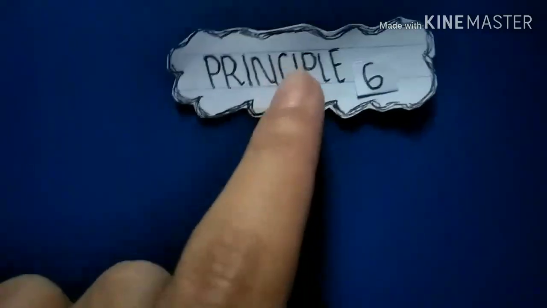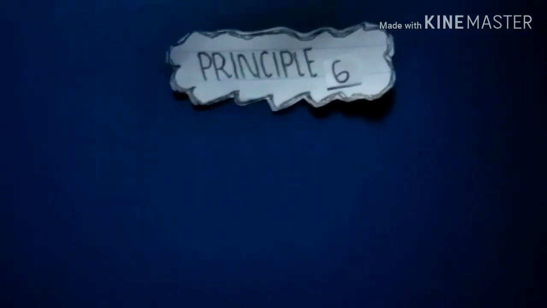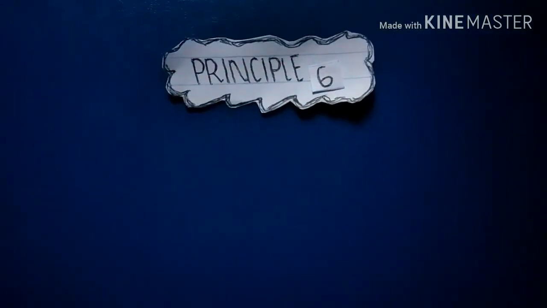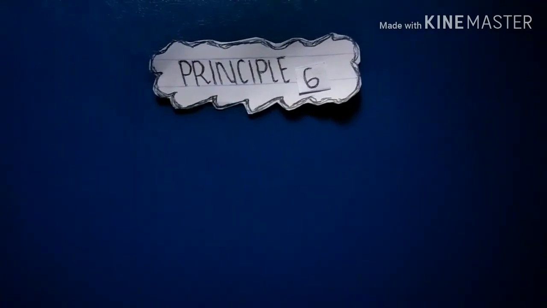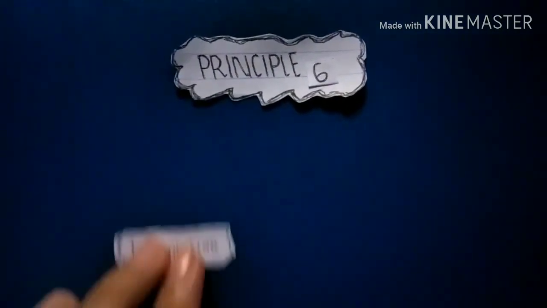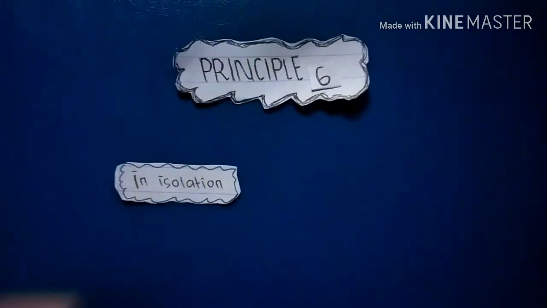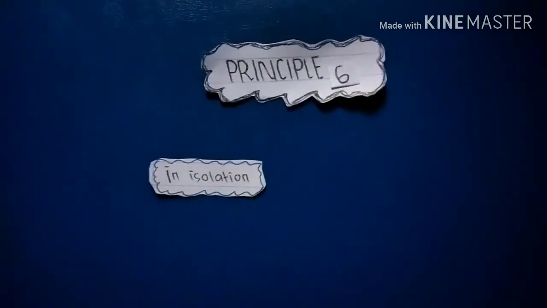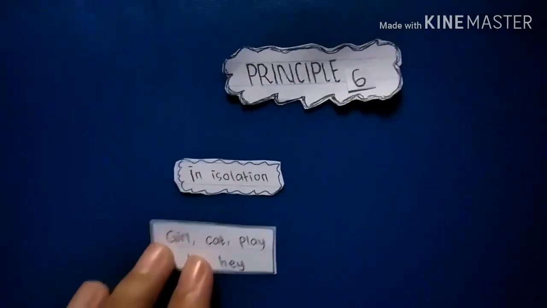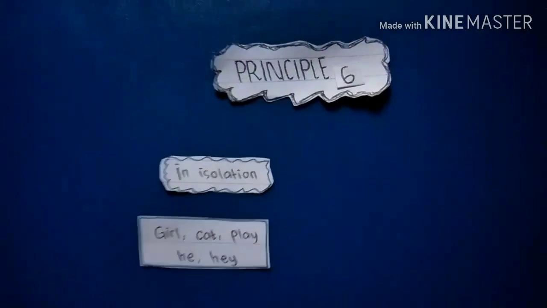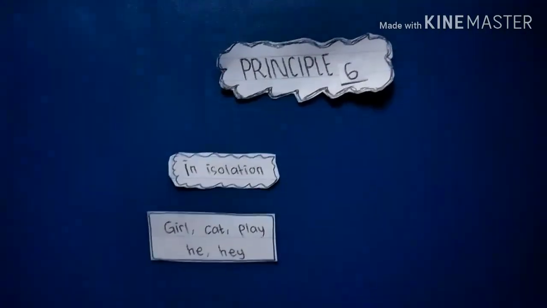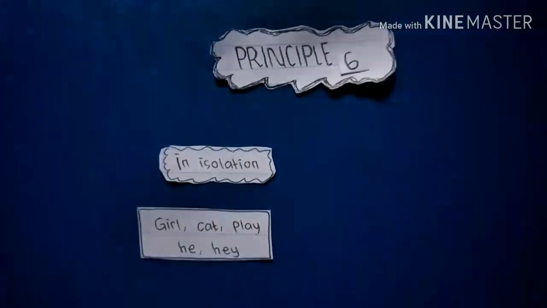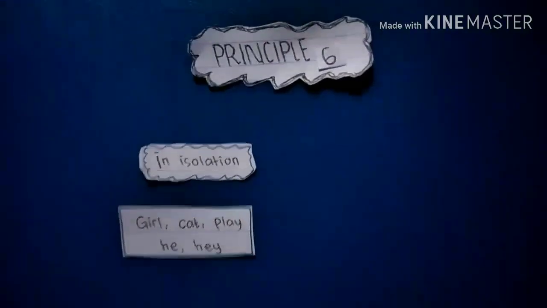Okay, now let's move to Principle 6. A morpheme is isolatable if it occurs under the following conditions. The first one is in isolation. It means that the word stands alone, so we cannot divide the word into smaller units anymore. The examples are girl, cat, play, he, and hey. So the morpheme of this word is the word itself.